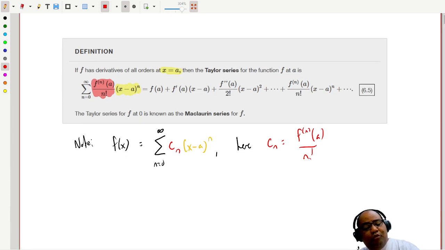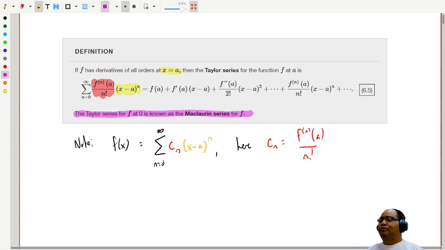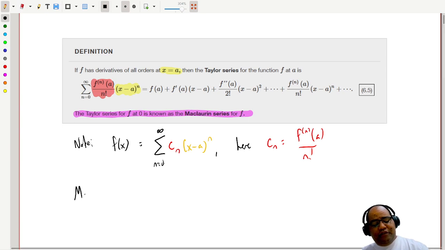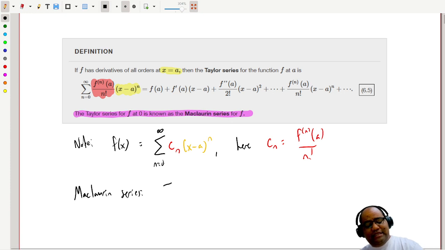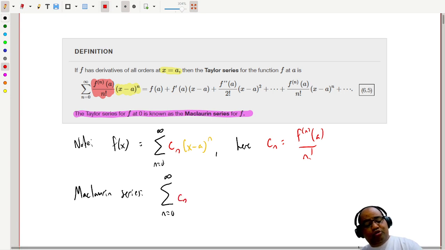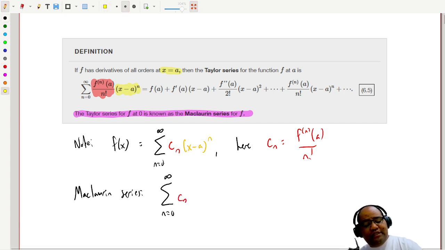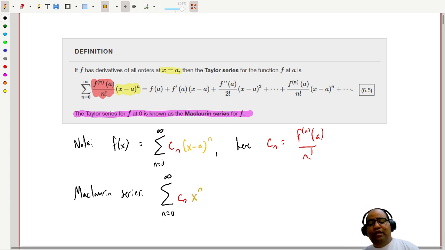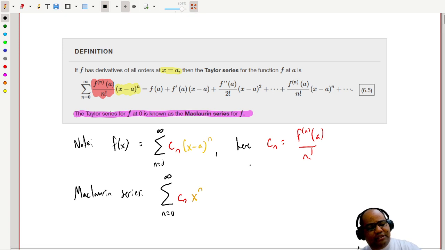Now, we have this extra point here that if we are centering at 0, it's known as the Maclaurin series of f. So if I do a Maclaurin expansion, it's the same idea, except now instead of going around some arbitrary point a, we're constraining this to be around x equals 0, and so the center of the series is a equals 0. And so how do we construct this thing?